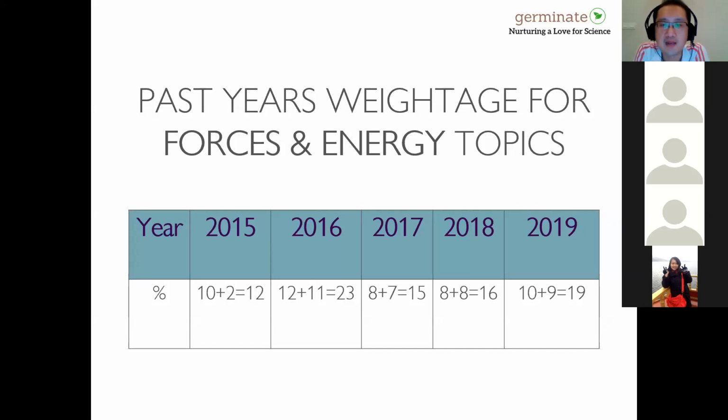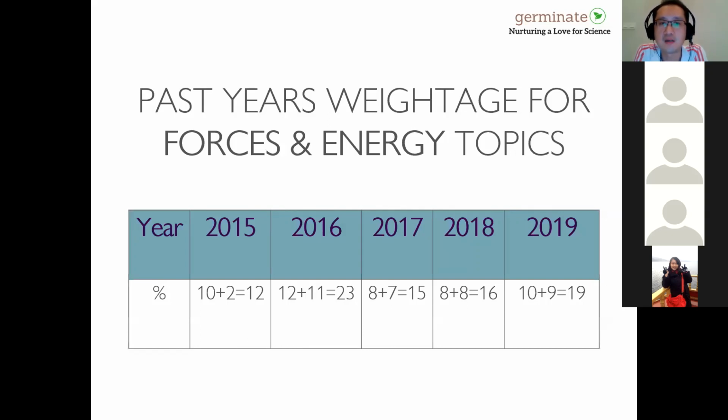Plus the open-ended part. In 2015 it was very low, just 2 marks. But for 2016, 17, 18, and 19, it was between 7 to 11 marks. So forces and energy still take quite a chunk of the marks for physical science. Okay, so again, roughly still quite close to 20 marks on average for forces and energy, just these 2 physical science topics.